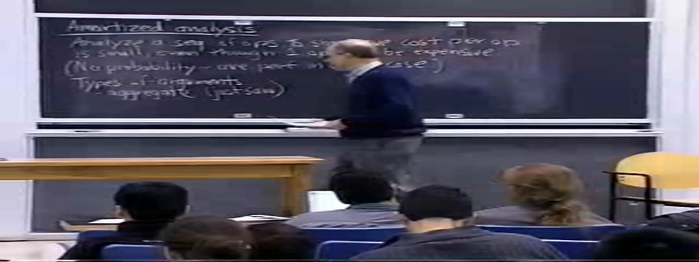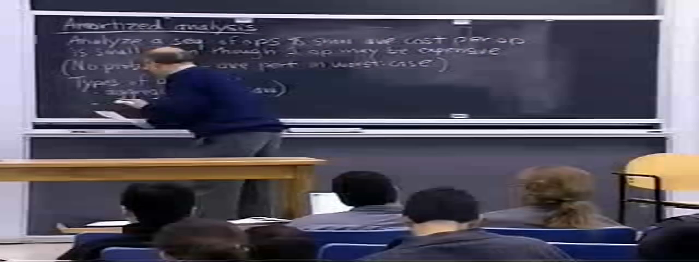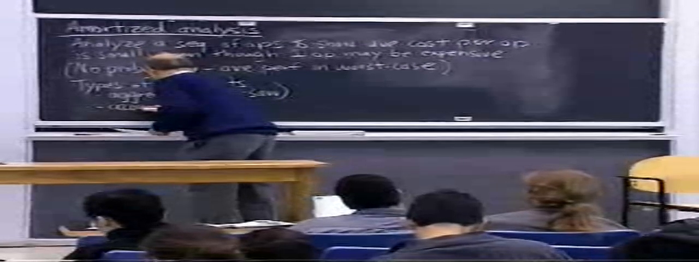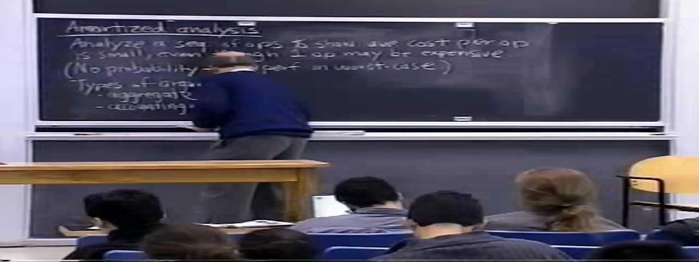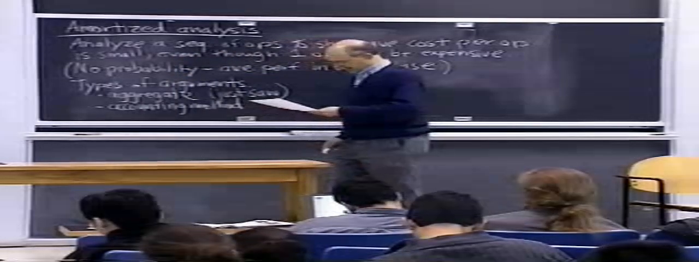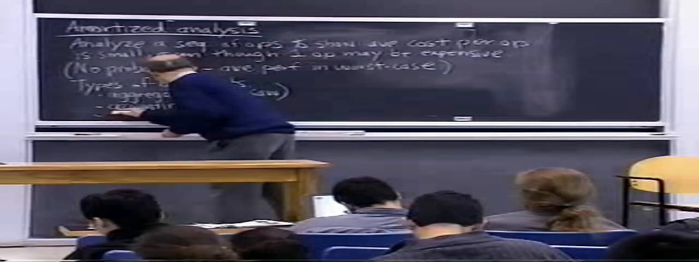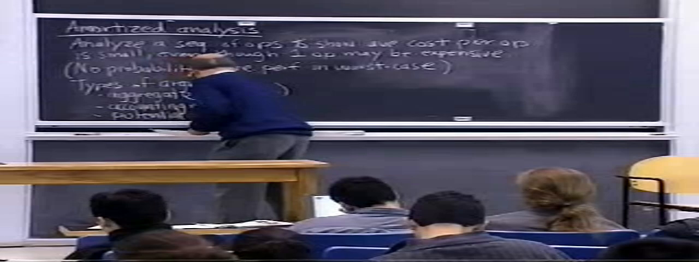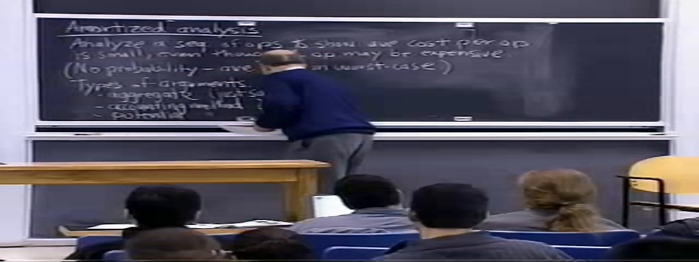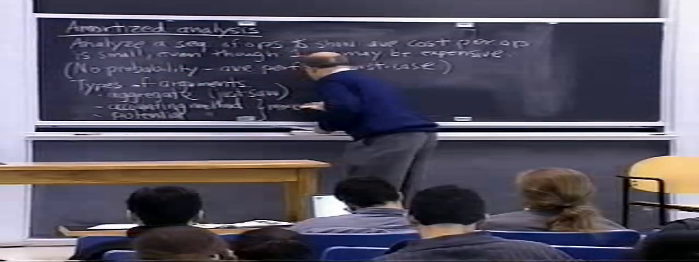Okay, the other two methods that are used we're going to see in a moment. One is called the accounting method. Okay, and the other is called the potential method of analysis. These two are more precise than the aggregate.